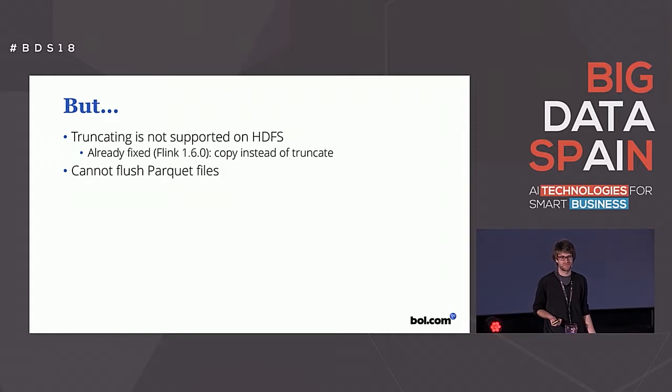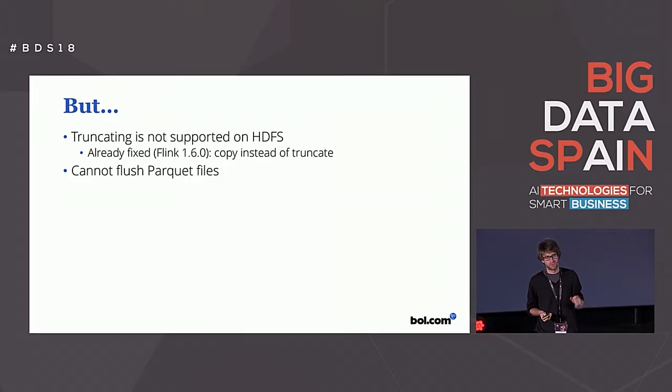So we just cannot do that, and that's kind of sad, but when we were doing it, it was a problem. The good thing is that the Flink community has already fixed it, and it can actually support systems that don't support truncating by just copying the relevant parts of the files. So we know until which position it's still correct data, and it can copy that data.